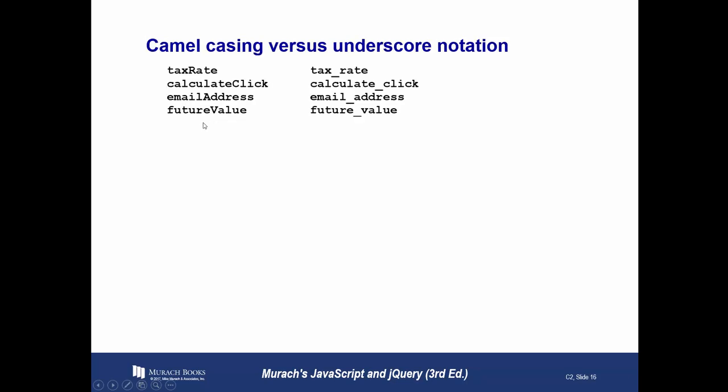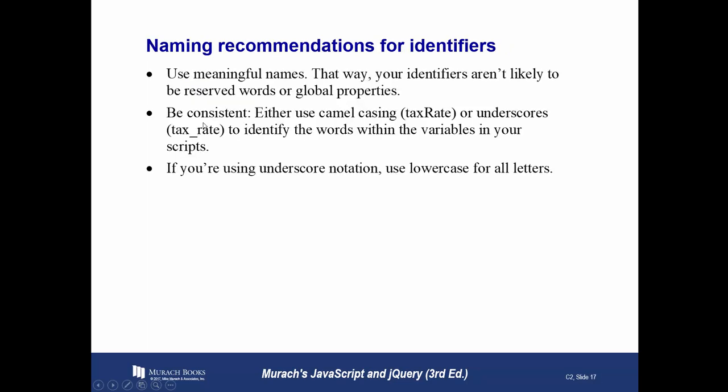Now, there are two ways that you can typically do this. Some people take their words and put an underscore between them, like you see here. Other people run them together, but take the next word and make it capitalized. This is called camel casing, and the other is underscore notation. Other things, these aren't required, but you should use meaningful names. It makes your code more self-documenting. You should be consistent. If you're going to use camel casing, then don't use underscores. Use one or the other. If you're using underscores, use all lowercase letters.